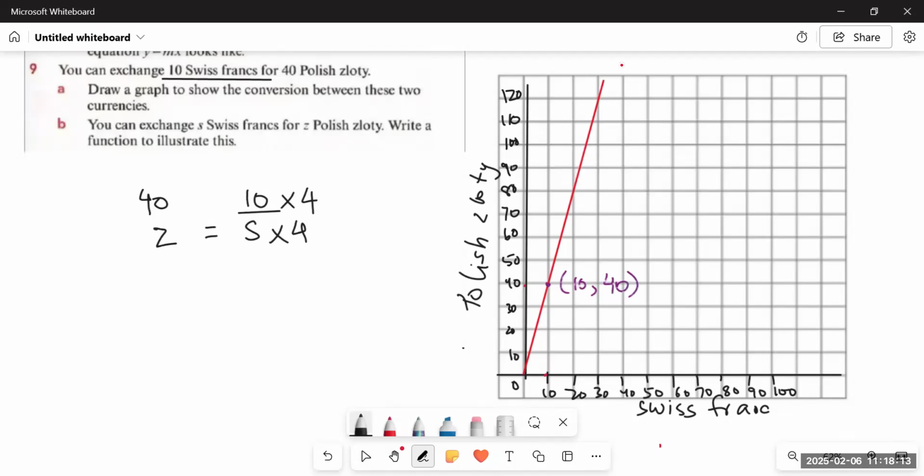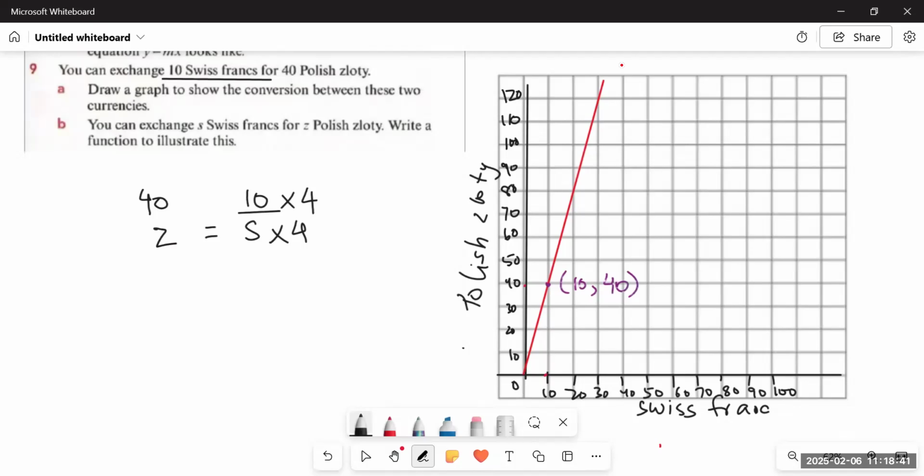Do you understand? Whenever you are provided with the exchange rate for any two currencies, you have to take the smaller quantity, keep it on the right-hand side and write it down with the constant you have to choose that will give you the answer to the other currency. Like if we can exchange 10 Swiss franc for 40 Polish zloty, it means if we multiply 10 by 4, we will get 40 Polish zloty.